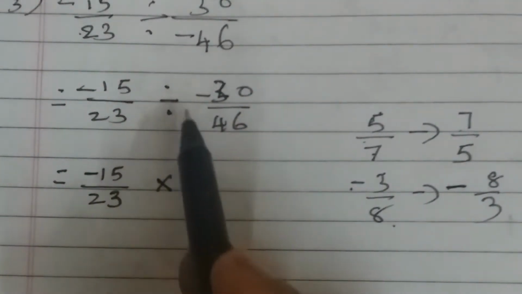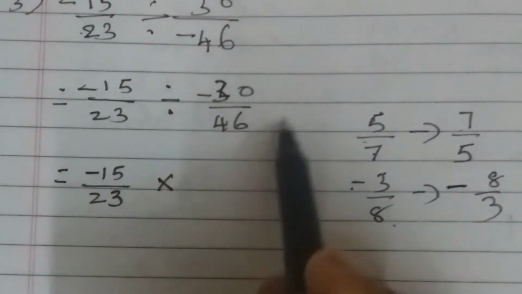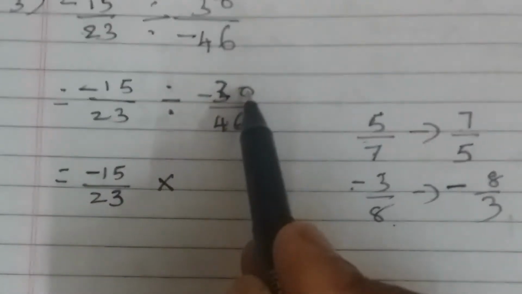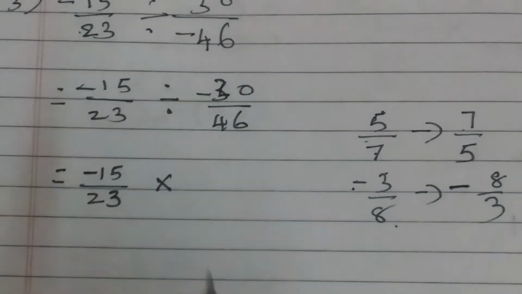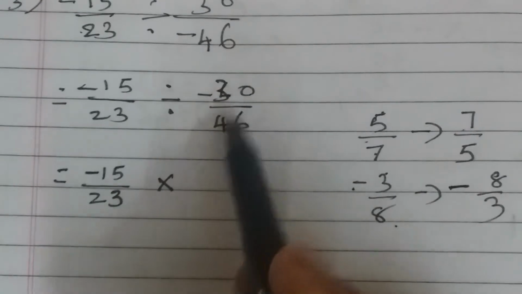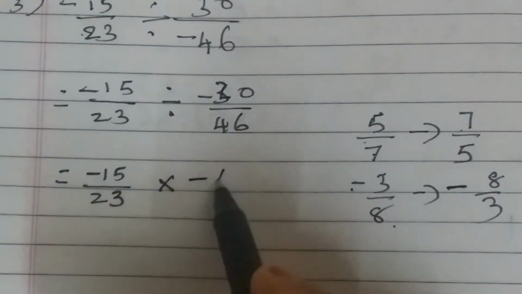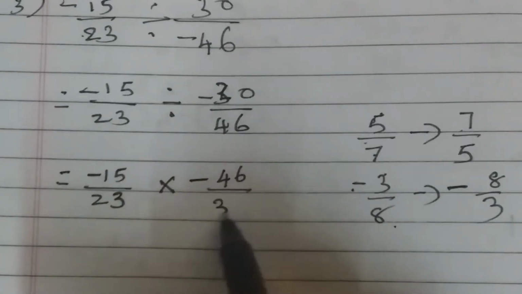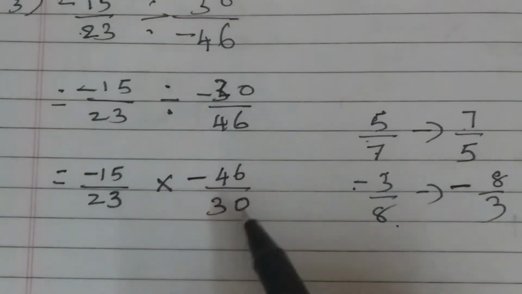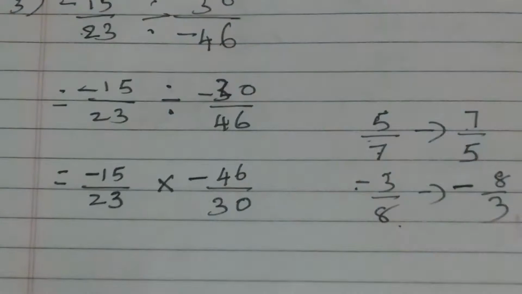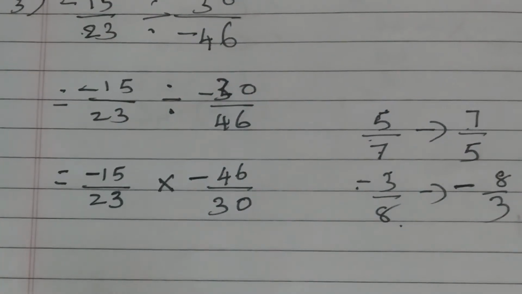So once you change division into multiplication, we have to make that change for the second rational number, not for the first one. Then the minus sign stays as it is, no change in the sign. 30 by 46 becomes 46 by 30. That's all. Now it is just the multiplication sum as we did in the second one. You have to follow the same procedure.